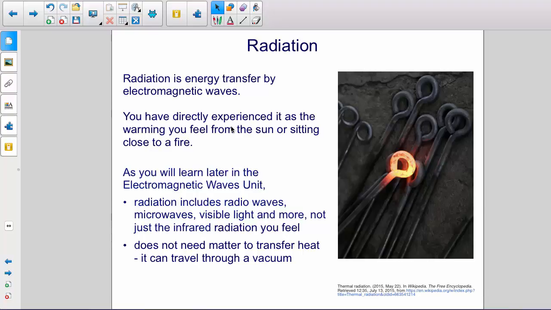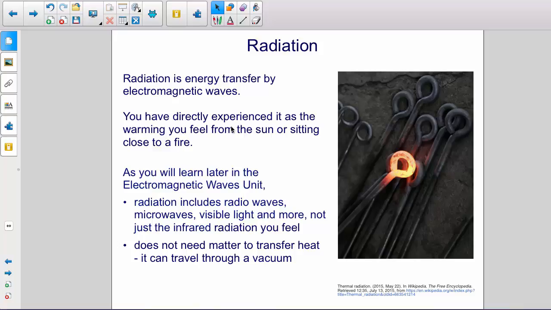Our final form of heat transfer is radiation. That is, energy transfer by electromagnetic waves. You've experienced this whenever you've sat in front of a fire or when you've laid out in the sun. And as you'll learn later in our electromagnetic waves unit, this radiation includes all kinds of electromagnetic radiation, not just the infrared radiation that you feel as heat, but also radio waves, microwaves, visible light, and more.